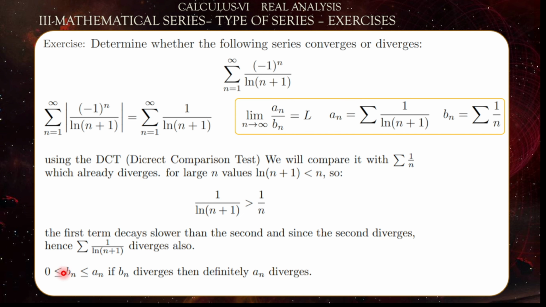Because remember, you have 0 less than or equal to b_n less than or equal to a_n. a_n is 1 divided by ln of (n+1). b_n is less than that. a_n can be considered as the upper bound for b_n. Since b_n diverges, then whatever is greater than b_n also diverges.